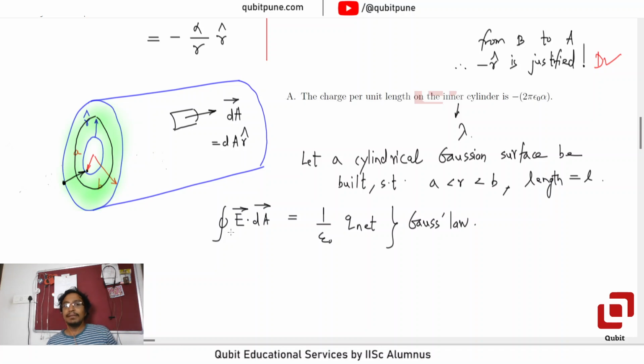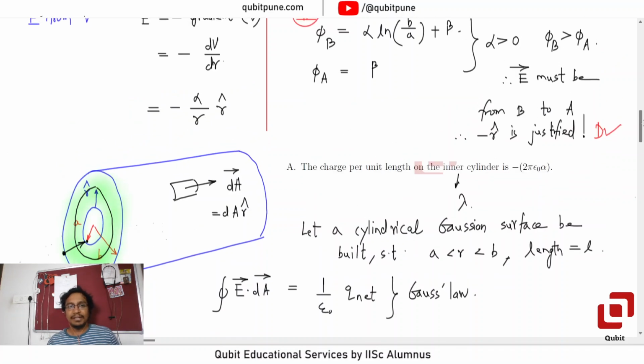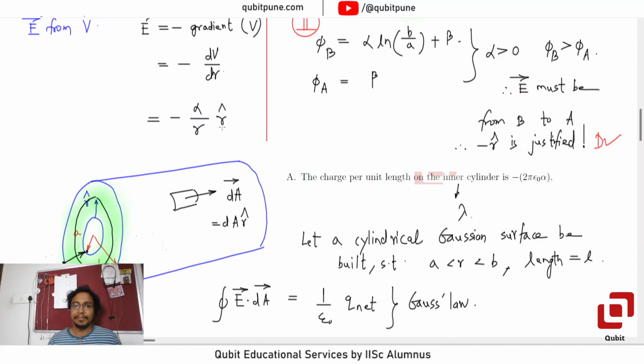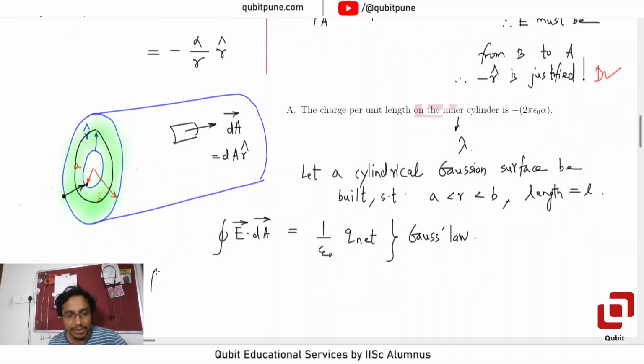And how about electric field? Electric field is negative alpha by r r cap. So what does it mean? It means both electric field and dA bar are along r cap. Electric field is in the opposite direction, but that does not stop us from using the fact that r cap dot r cap is 1. So here is how we can handle the situation. Over the entire Gaussian surface, negative alpha by r r cap dot dA r cap.